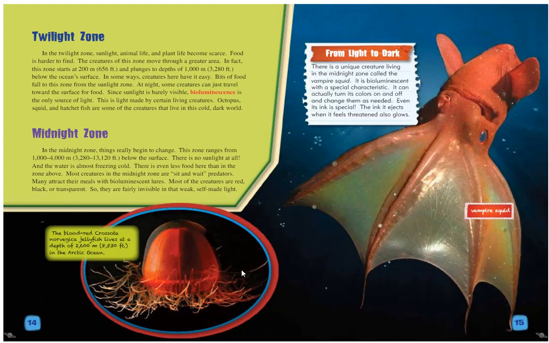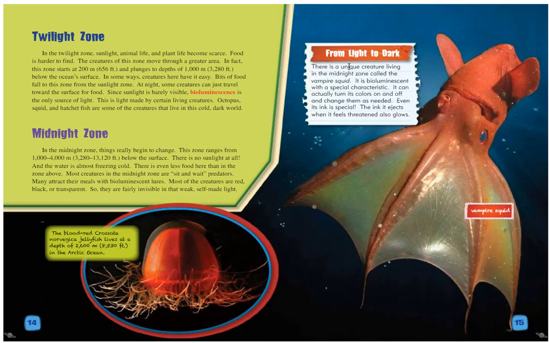So, some of the wild creatures that live down in these zones: the blood-red Crossota norvegica jellyfish lives at a depth of 2,600 meters, or 8,530 feet, in the Arctic Ocean.